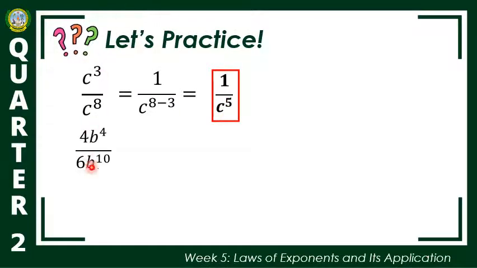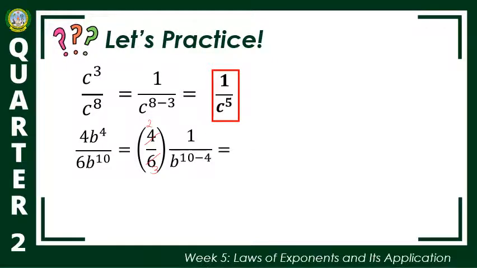Next. Same again: when there are numerical coefficients, we separate them. So we have 4 over 6 times 1 over b raised to 10 minus 4. Then we simplify 4 over 6 because it can still be reduced to lowest terms. Its GCF is 2. 4 divided by 2 is 2, and 6 divided by 2 is 3, so 4 over 6 is 2/3. And this one will become b raised to the 6th power.